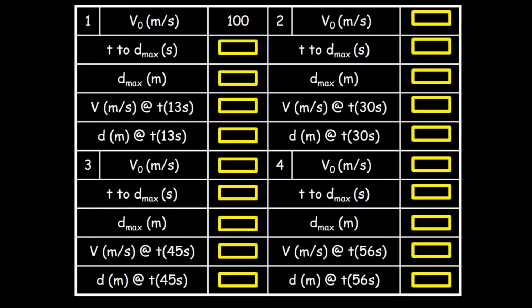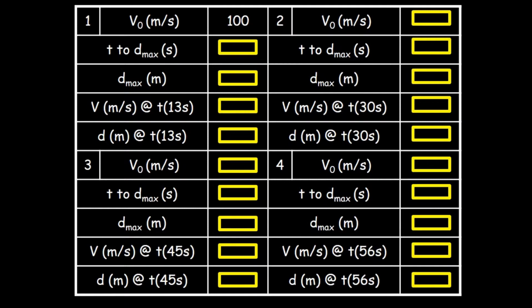So let's begin. The first rocket problem, number 1, says you have an initial velocity of 100 meters per second. If I have an initial velocity of 100 meters per second, I've got to get time to Dmax, what is Dmax, V at 13 seconds, and D at 13 seconds.